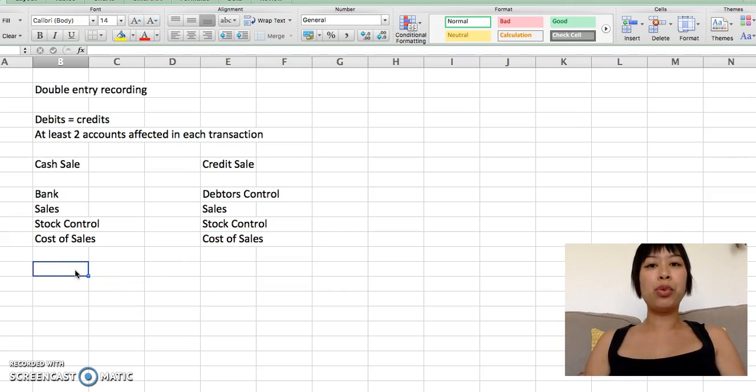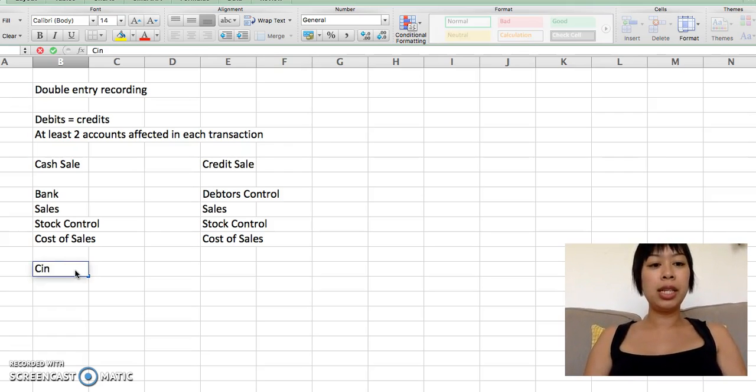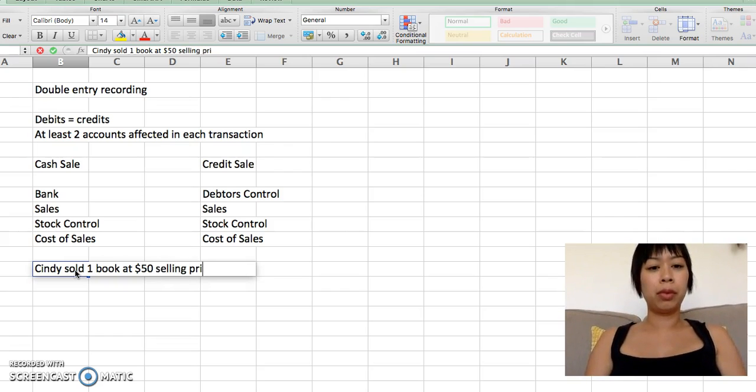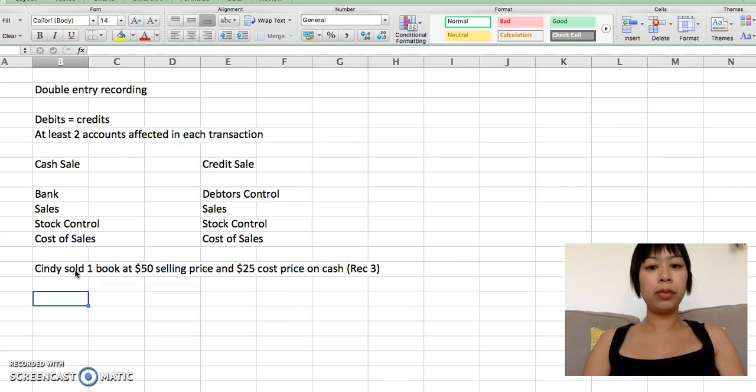So if I give an example at the moment, if Cindy sold one book at $50 selling price and $25 cost price on cash, the entries would be in an analyzing chart.